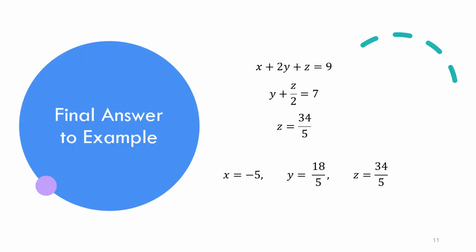For the final answer of this example, the matrix from the previous slide is converted into linear equations for each row to be solved. Working from the lowest row up, where z equals 34/5, each newly found variable can be substituted in to find the next unknown variable. Overall, this gives x equals -5, y equals 18/5, and z equals 34/5.